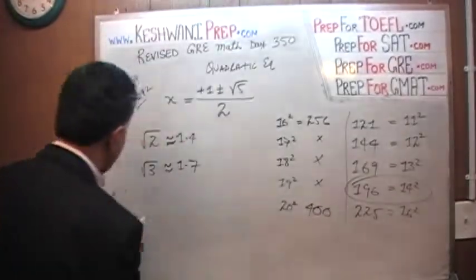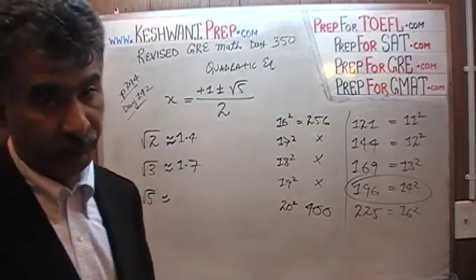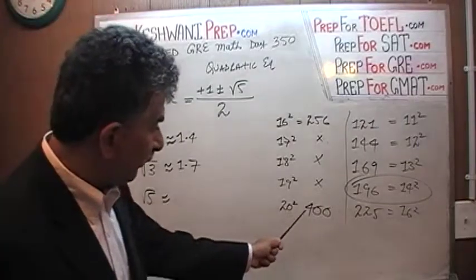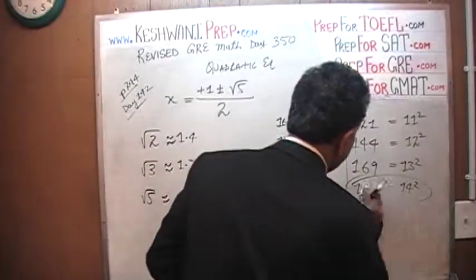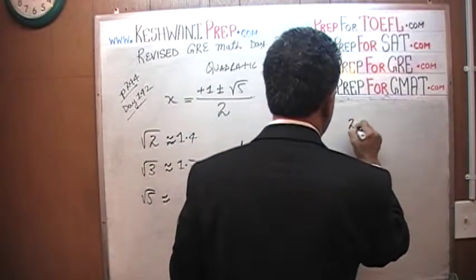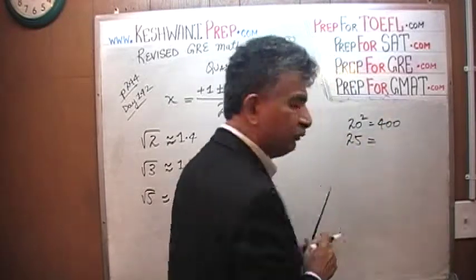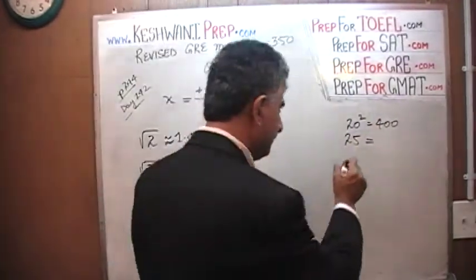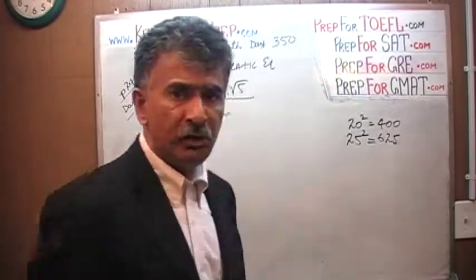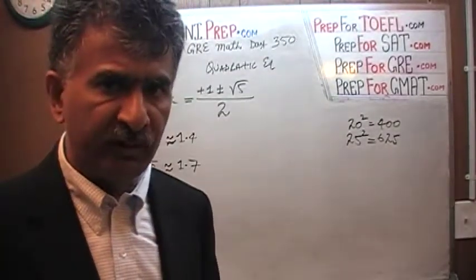Okay, so listen carefully. Root of 5 has to do with 500. I need the room, so I'm going to erase all of this. We know square of 20 is 400. And you also have to know square of 25 by heart. If I tell you that you have to know it by heart, then you have to know it by heart. You have to know square of 25 by heart.